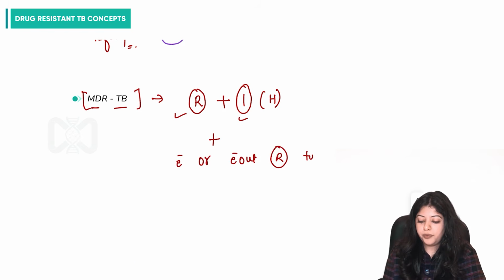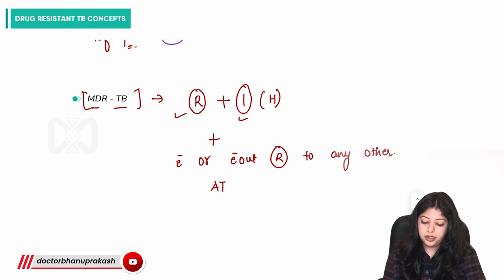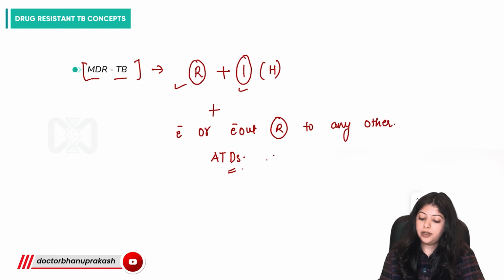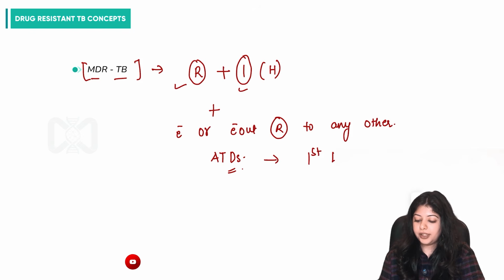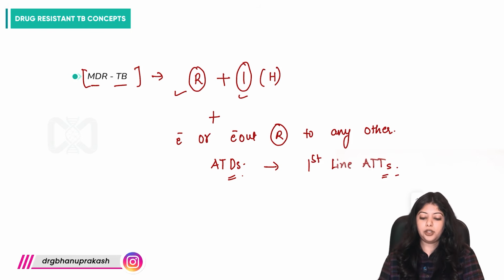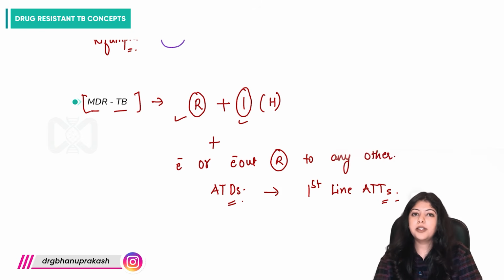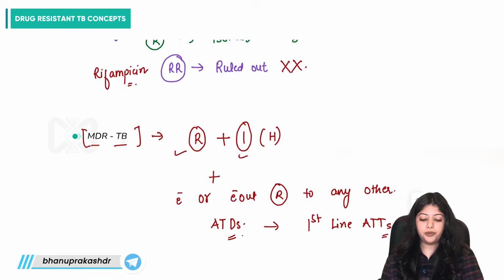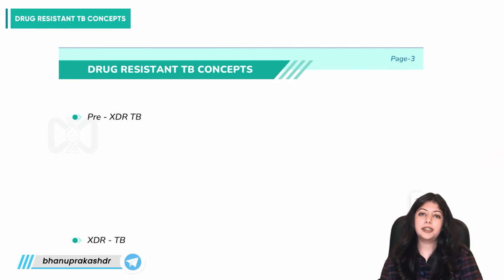with or without resistance to any other first-line ATTs, right? So MDR includes rifampicin resistance, isoniazid resistance, and there may or may not be resistance to any other first-line anti-tubercular drugs, right? So these conclude the very first definitions which are most commonly asked.